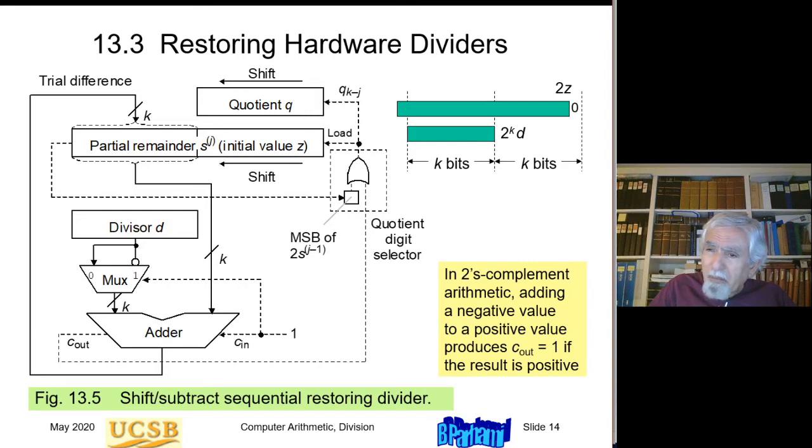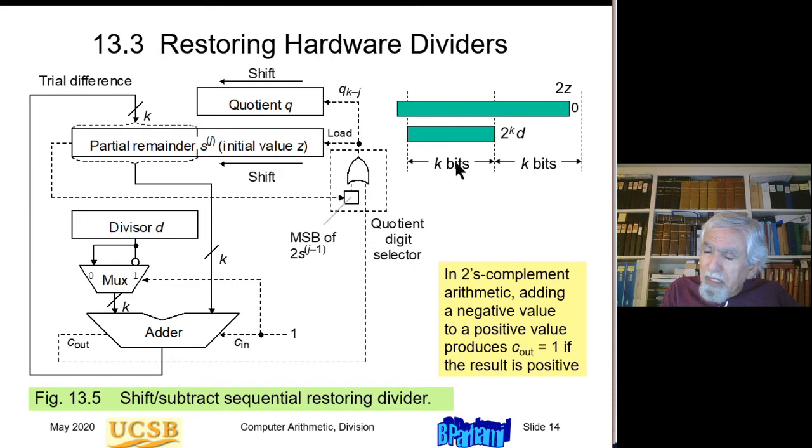Luckily, in binary, the problem is simpler because the quotient digit can be 0 or 1. So if we guess that the quotient digit is 1, and then do this subtraction, if the result of subtraction is positive, then 1 was the correct choice and we proceed.